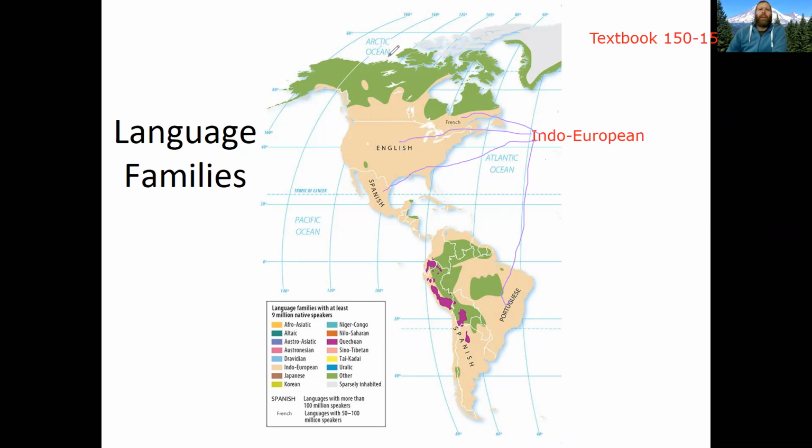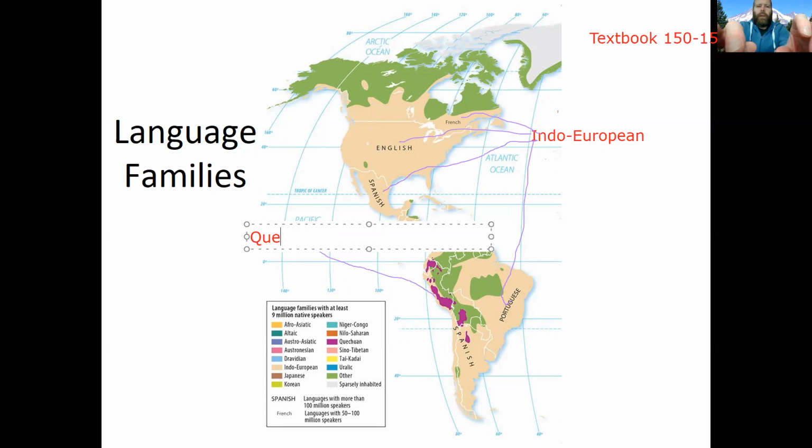In addition to that, there are also lots of other languages spoken. In fact, the green on here would be other language families. They don't include the smaller language families in here, but they would certainly be these green language families spoken by native peoples of the Americas. Up here in the Arctic, and in the Amazon River Basin, a lot of different language families are spoken. The one language family that is big enough to get on this map, according to your textbook, is called Quechua.